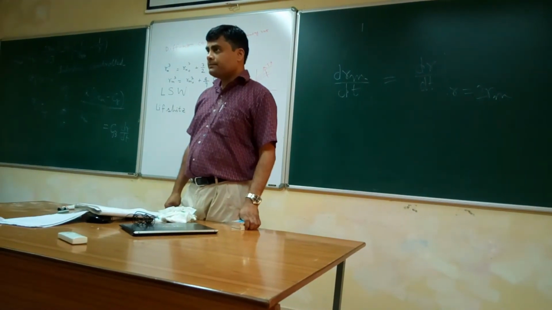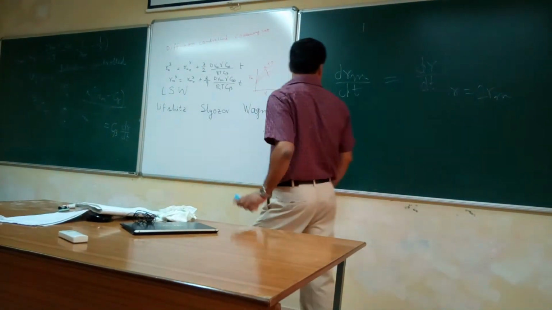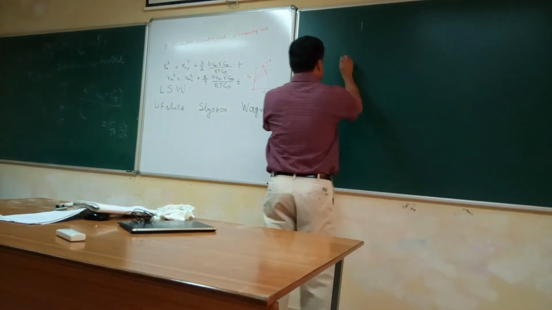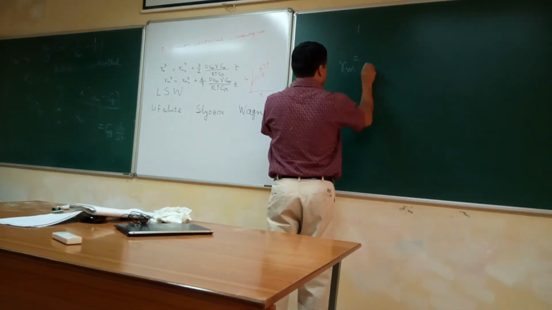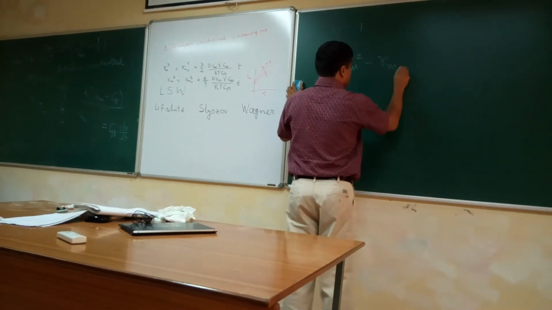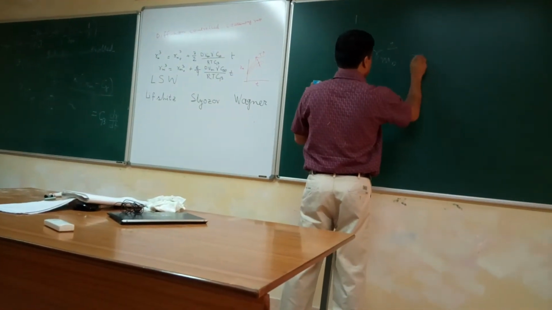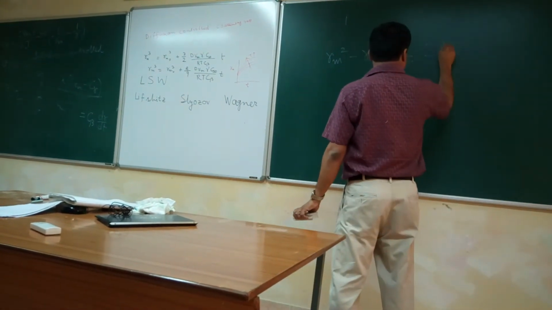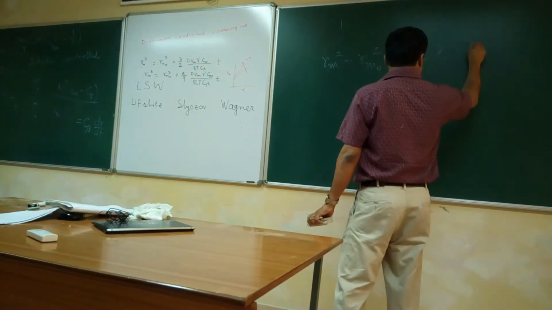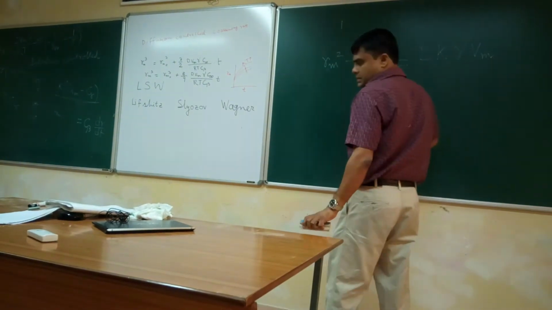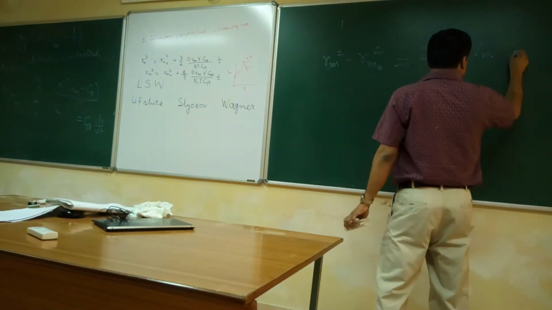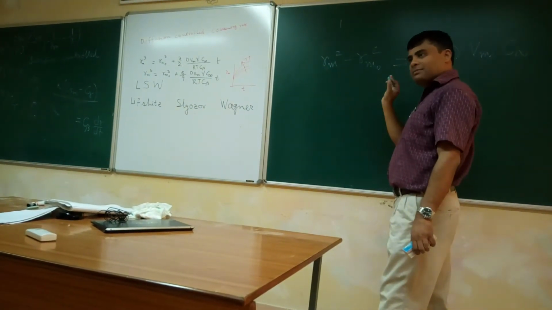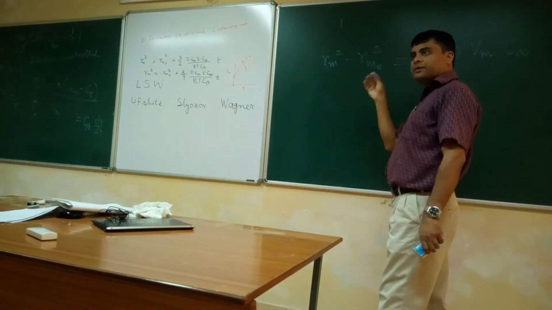Rm square minus Rm naught square equal to 2K gamma Vm C alpha divided by RT C beta. Here C alpha, C infinity, C equilibrium. Understood? So do not get confused with that.